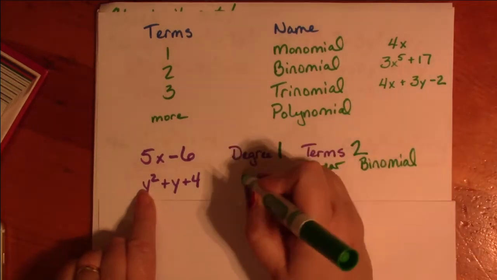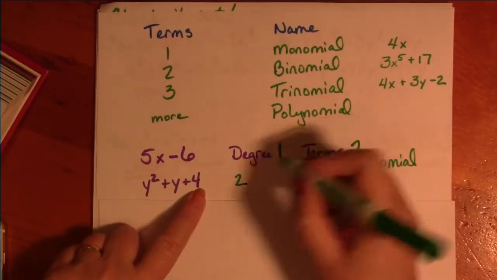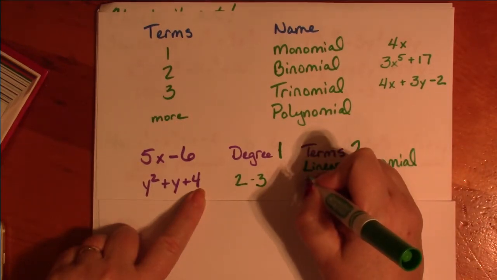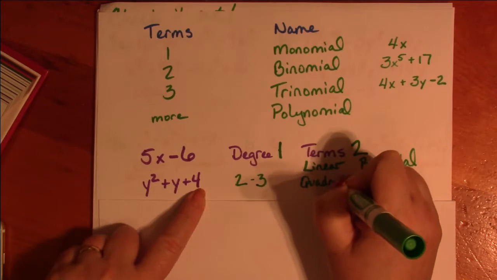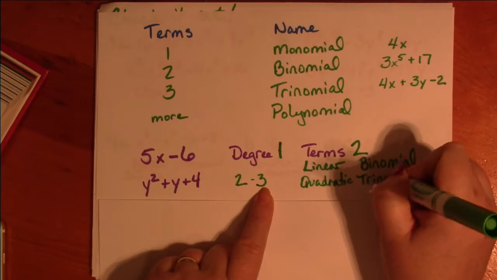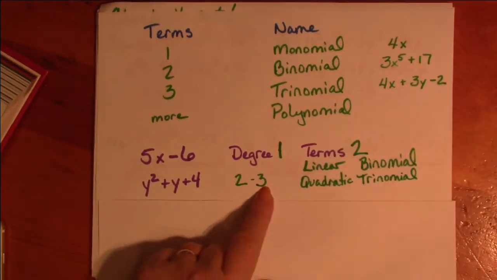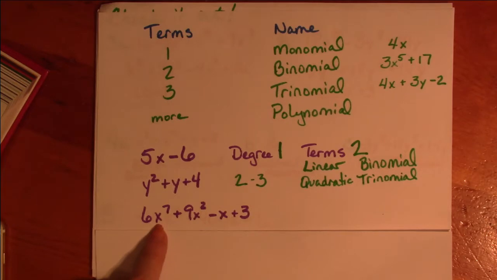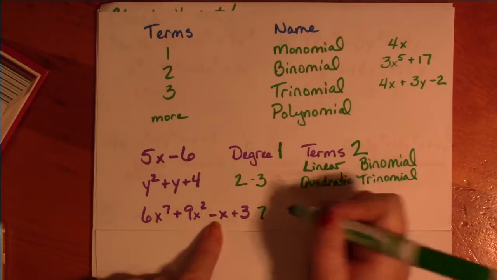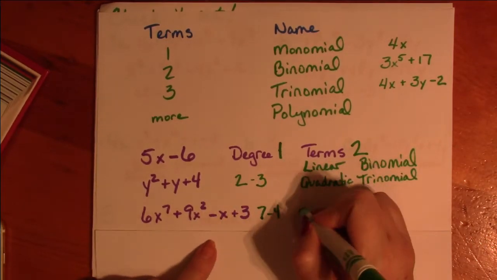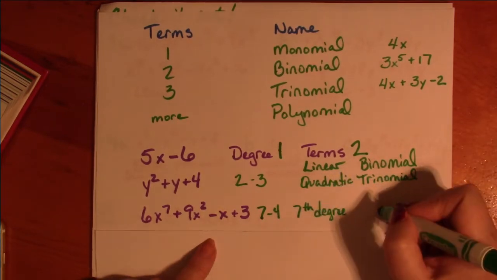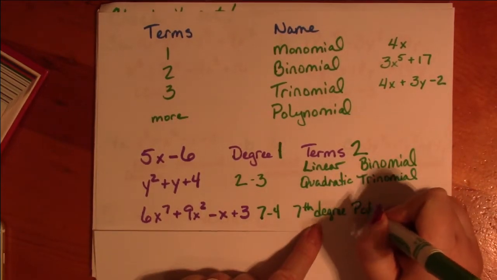Here, our highest degree is 2, and the number of terms we have is 3. So this is going to be a quadratic trinomial. And here, our highest degree is going to be 7. And we have 4 terms. So we're going to call it the 7th degree, because it doesn't get fancy after 5. It's a 7th degree polynomial.